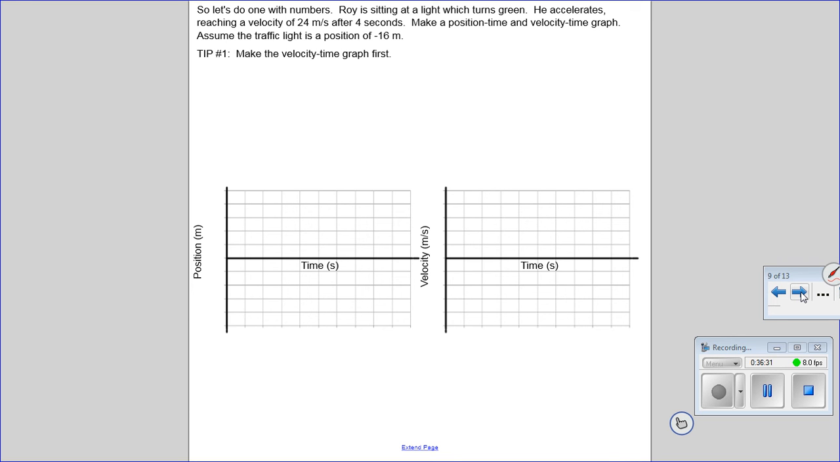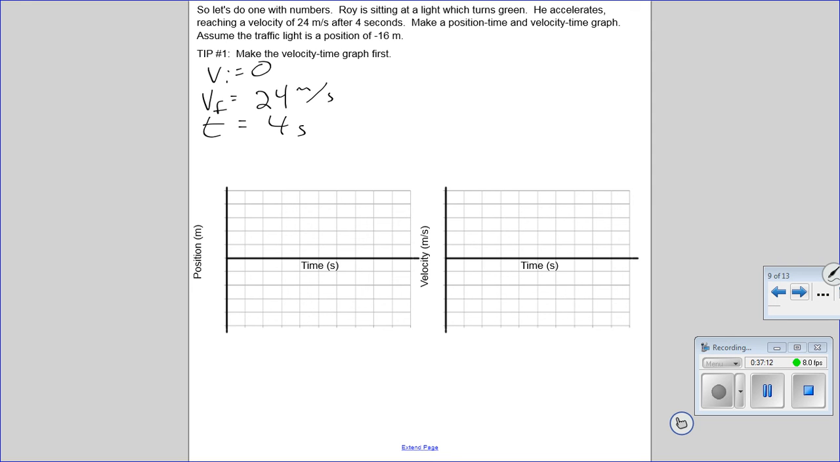All right? So Roy is sitting at a light which turns green. Ooh, hidden information. Initial velocity is 0, right? He's sitting. And then the light turns green. So before the light turns green, his velocity is 0. He accelerates, reaching a velocity of 24 meters a second. So is that my acceleration? Why can't that be acceleration? It would have to be meters per second squared. But yes, right idea. So that's not my acceleration. It's my final velocity at the end of 4 seconds, which is my time.